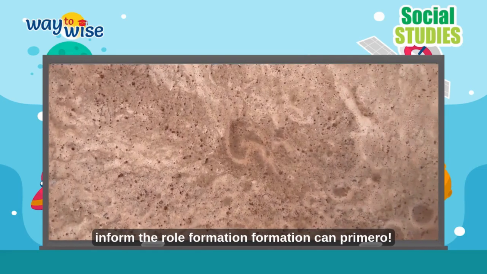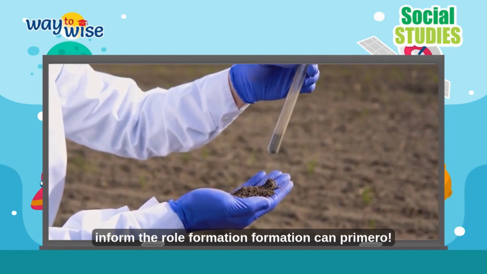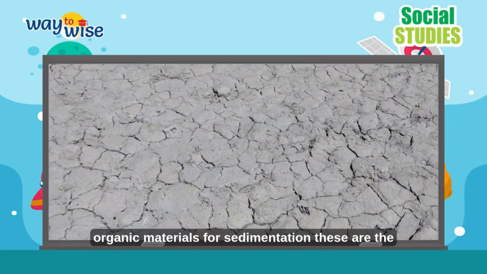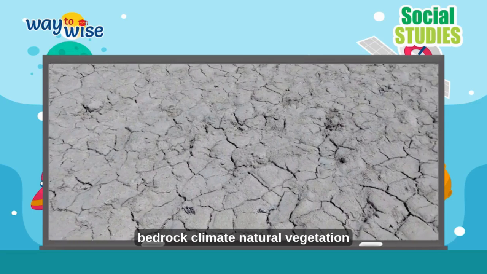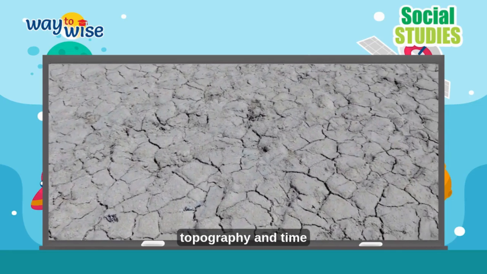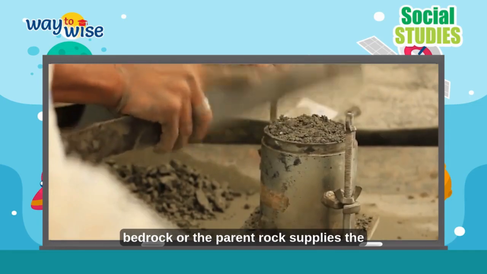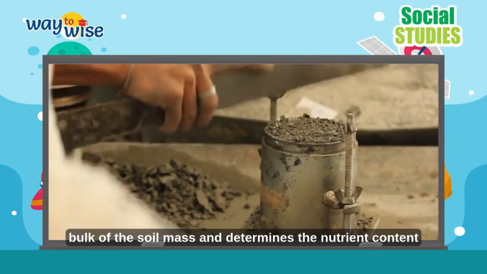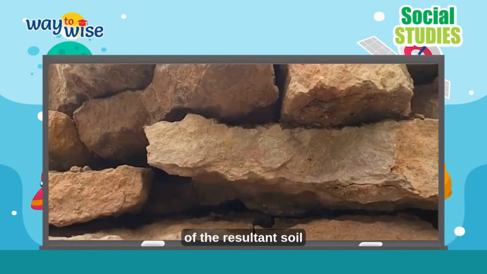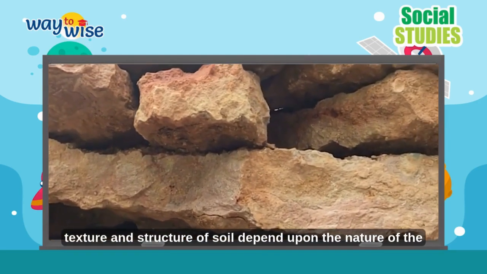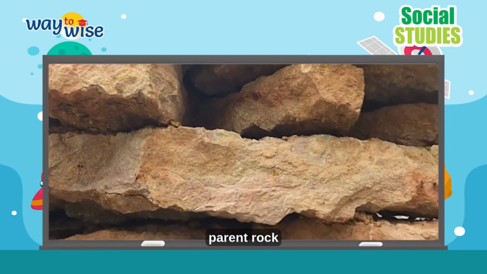Factors affecting soil formation. Formation of soil is governed by a number of factors. The most important factors among these are the bedrock, climate, natural vegetation, topography and time. Bedrock or the parent rock supplies the bulk of the soil mass and determines the nutrient content of the resultant soil. Texture and structure of soil depend upon the nature of the parent rock.